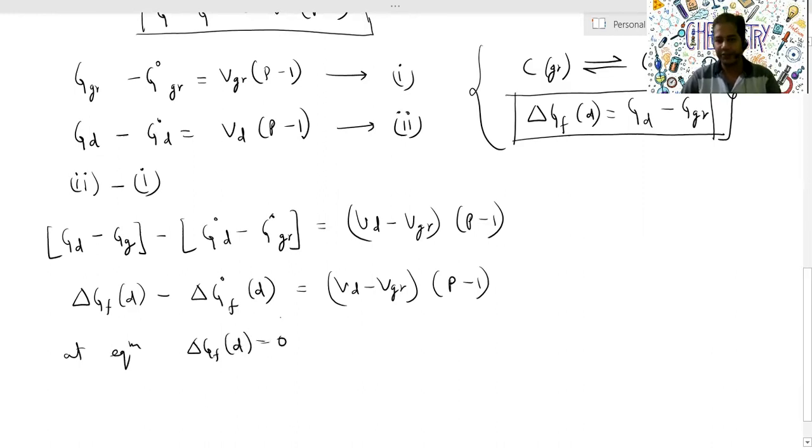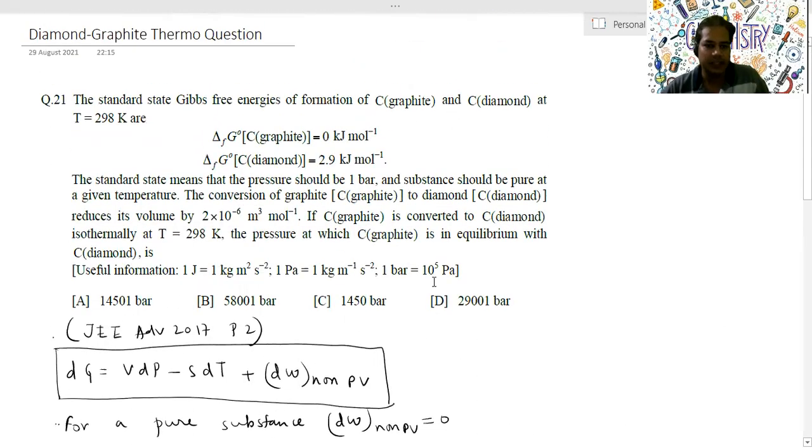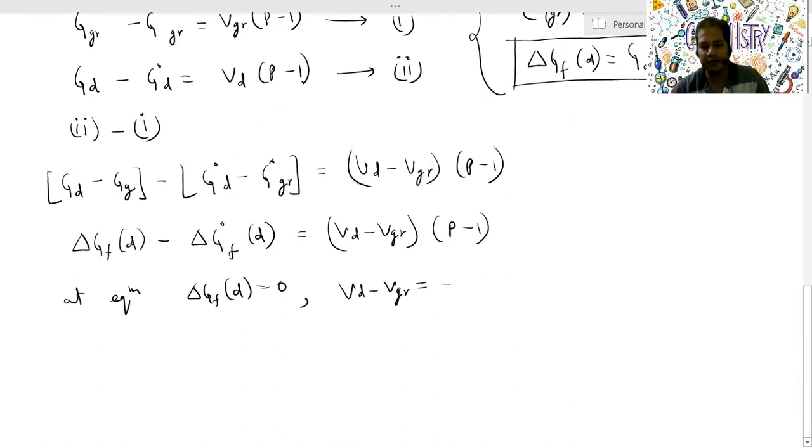And delta G naught formation of diamond is given. So let us put the values. Volume of diamond minus volume of graphite is also given. When graphite converts to diamond, volume decreases, so the volume of diamond minus volume of graphite will have a negative value. The value is given as 2 into 10 raised to minus 6 meter cube per mole. So per mole, this becomes equal to -2 into 10 raised to -6 meter cube mole inverse.